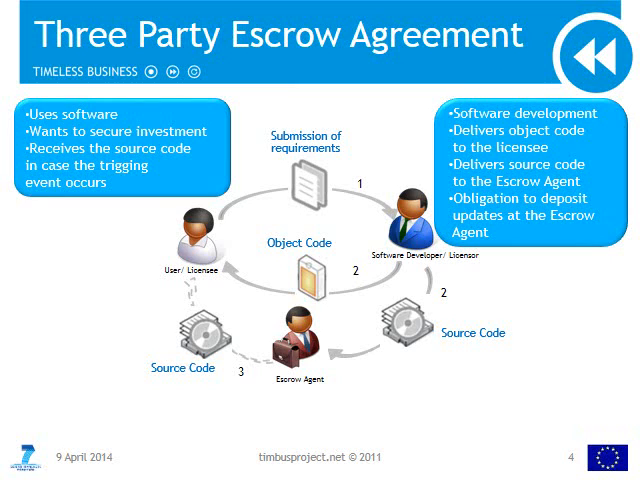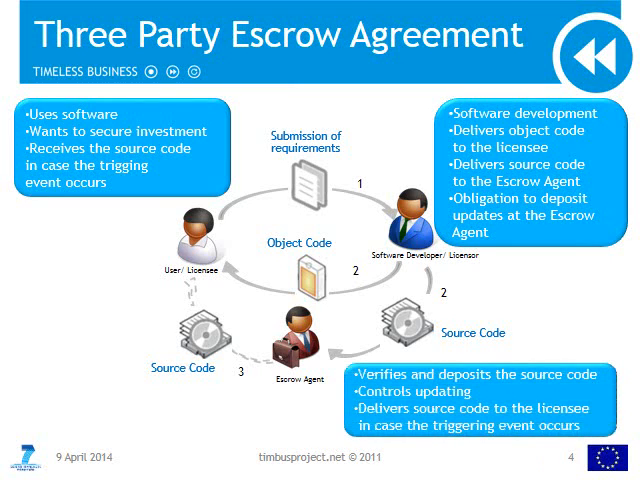The material that has to be deposited with the escrow agent will be described in detail later on. The escrow agent is the third contractual partner. His obligations are to verify and deposit the source code and the developing material and to keep them safe and secure. Another obligation is to control the updates, and he delivers the source code to the licensee if a trigger event occurs.